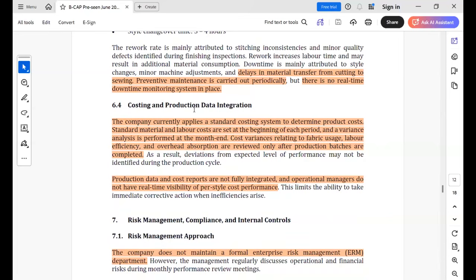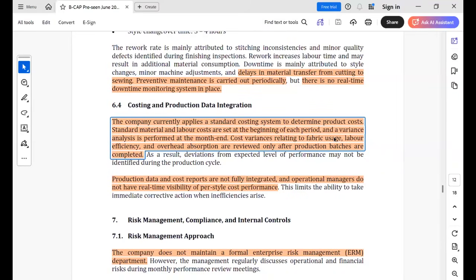Then, costing and production data integration, right? The company currently applies a standard costing system to determine the product cost. Standard costing means you predetermine the cost, then compare it with the actual costing, so that only then can you see the variance. Standard material and labor costs are set at the beginning of each period. You decide what the material cost and labor cost will be, and the variance analysis is performed at month end. I told you, this is another weakness. At month end you can't have a variance analysis. You must analyze the variance on a daily basis.